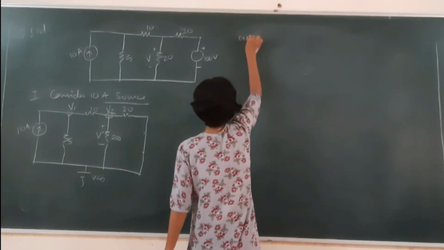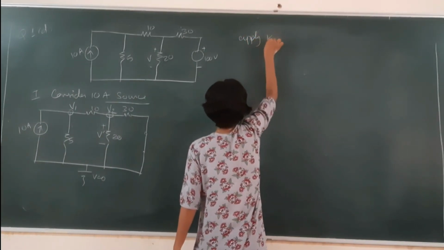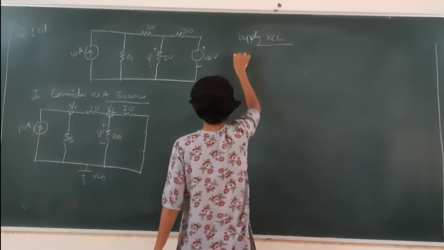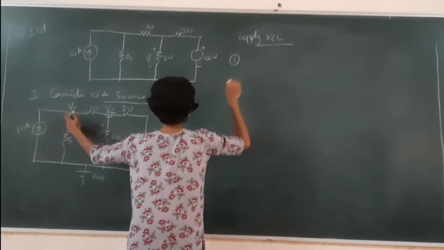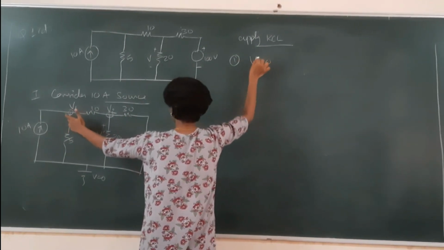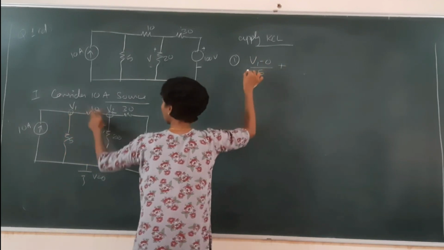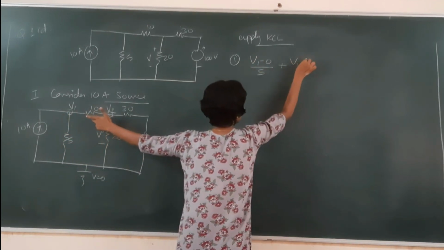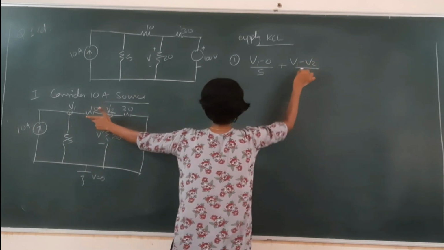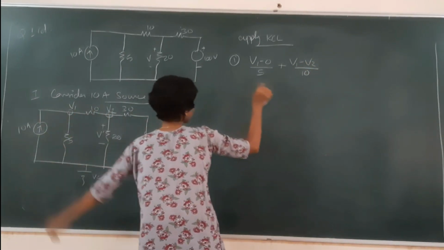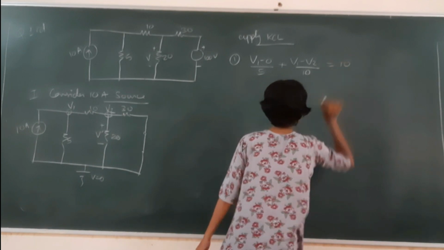Applying the KCL at the first node, what will be the equation? That is (V1 minus 0) divided by 5, then in this branch (V1 minus V2) by 10. And what about this current? That is the incoming current, so that is taken as 10.